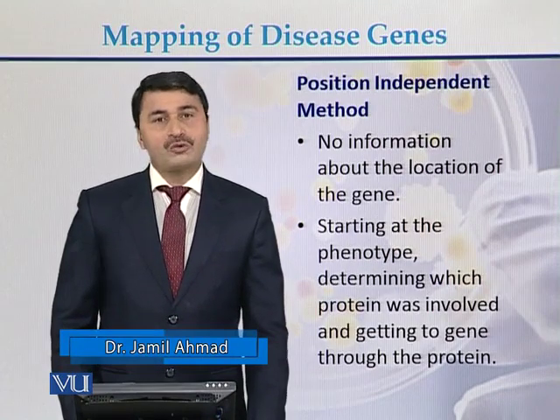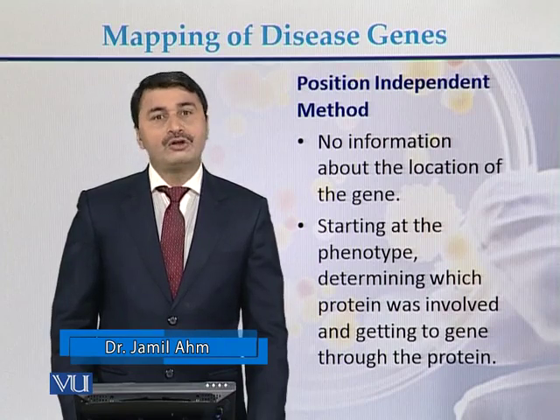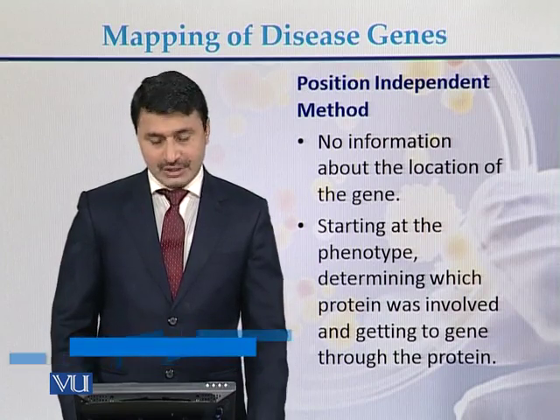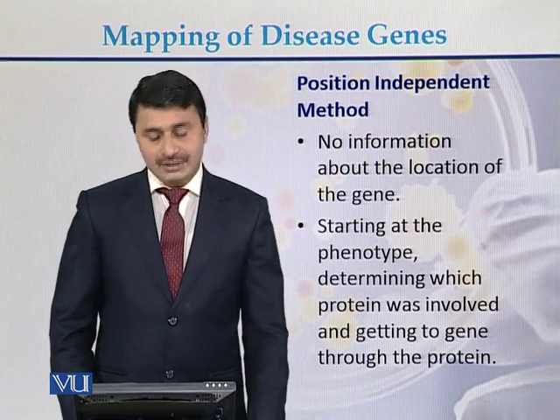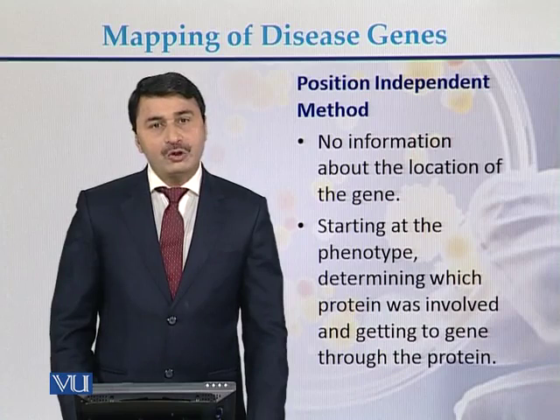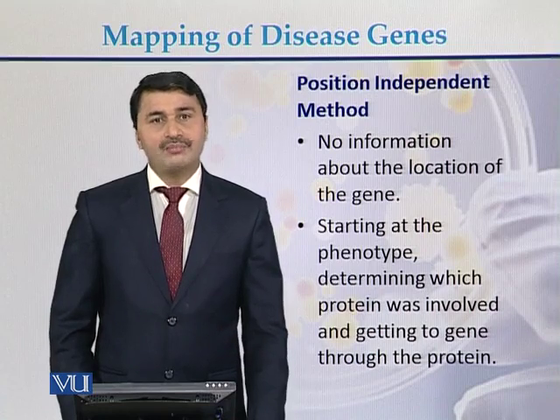In the case of the position independent method, usually no information is available about the location of the disease gene. Starting with the phenotype, determining which protein is involved, and ultimately identifying the gene based on the information of the proteins.